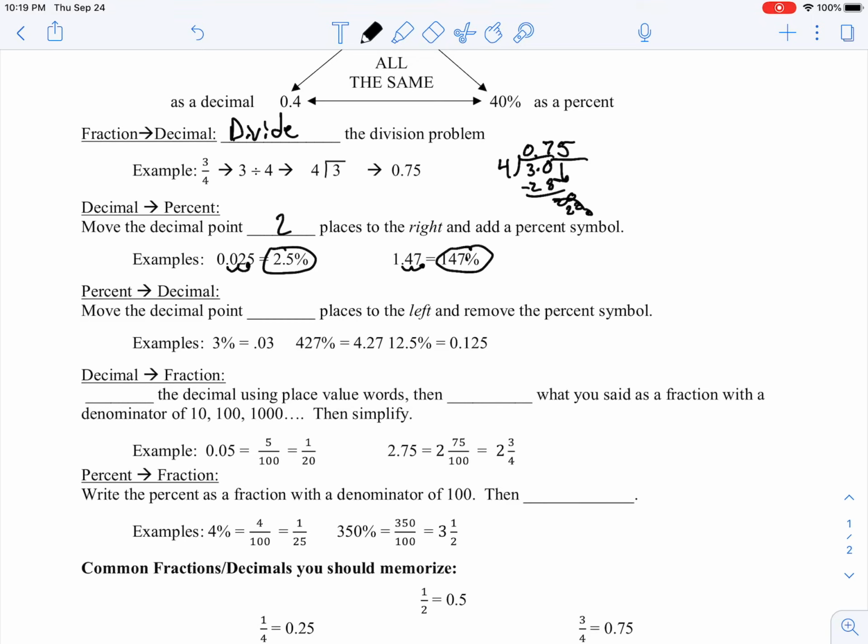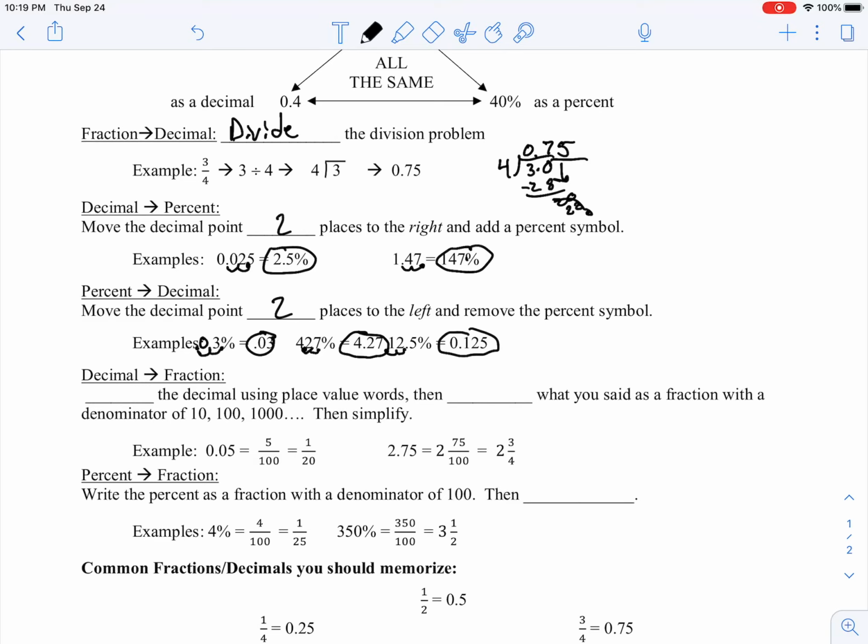So to turn a percent back into a decimal, we're just going to do the opposite of that. So I'm going to move the decimal point 2 places to the left and remove the percent symbol. So here we have 3 whole percents, and we are moving our decimal point left to get this 0.03. 427%, well, they're moving this decimal 2 places to the left to get 4.27, and I think we get the idea that we're just taking our decimal, moving 2 places to the left, and we get our decimal representation of that number.